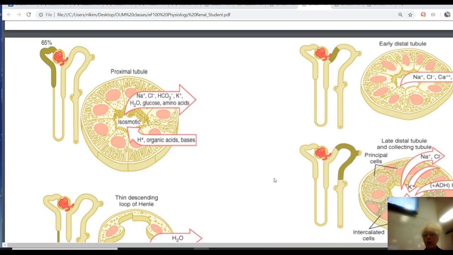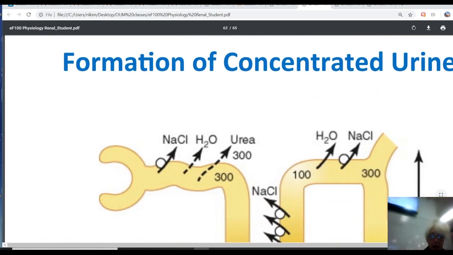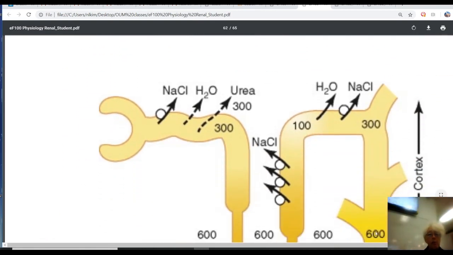So this little arrow, if I blow this up, shows you what's coming and going. Organic acids and bases and hydrogen, boom, we are sending that down the tubes out to the urine, whereas your sodium, chloride, bicarb, potassium, water, glucose, and amino acid proteins are going back into the body. These arrows can be a little hard to read. This means boom to the urine. This means boom back into the blood. So I'll let you take a look at that.